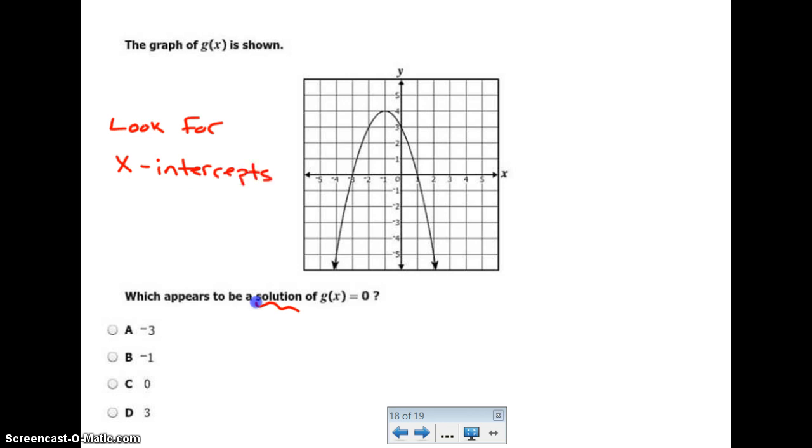Alright, here's the horizontal axis, the x-axis, so I can see that it crosses the x-axis here at negative 3 and here at 1. Those are the solutions. The answer choices are negative 3, negative 1, 0, and 3. Only one of them shows up in the answer choices, and that is negative 3. So your answer would be A.